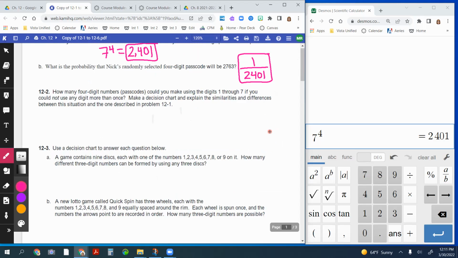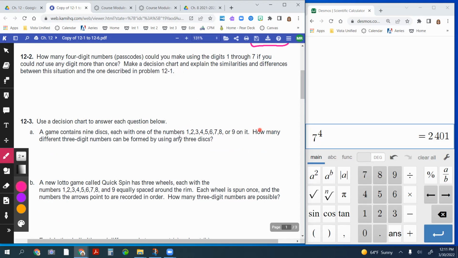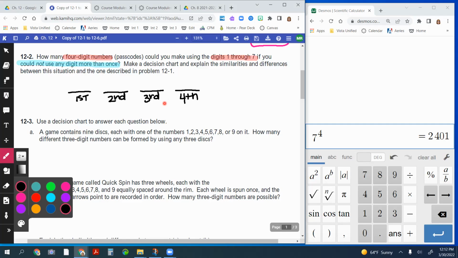Now, on 12-2, how many different 4-digit numbers, passcodes, could he make using the digits 1 through 7? So again, we're doing 4-digit numbers using the digits 1 through 7 if he, and this is a key here, could not use any digit more than once. So that means there's no repetition. So I am going to make a decision chart, okay? And I'm going to have first, second, third, fourth. And we have the digits 1 through 7 again, but we cannot repeat.